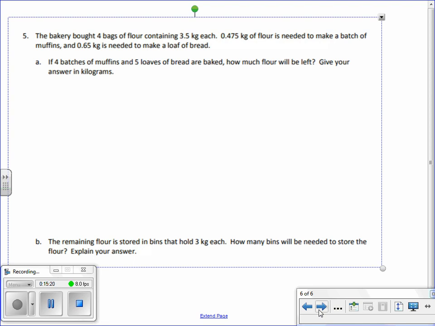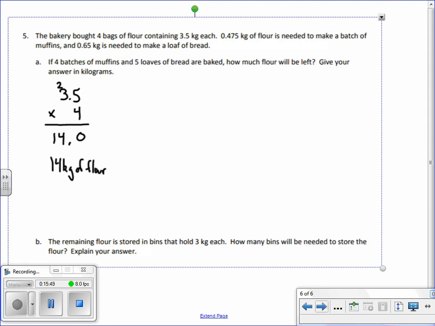Okay, so first thing, 4 bags of flour containing 3.5. So 3 and 5/10 times 4. 5 times 4 is 20. 4, 8, 12, 14. So we have 14 kilograms of flour. We know that to start.